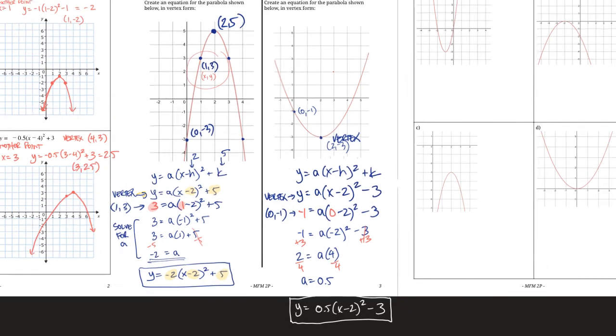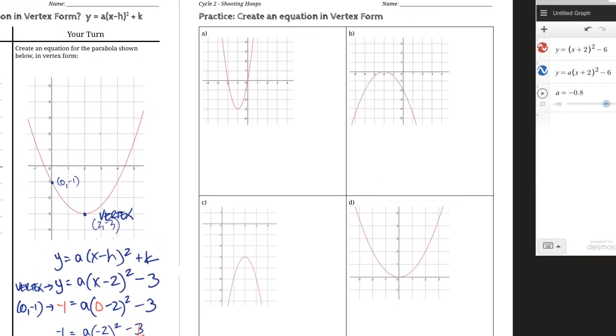So now what I want you to do, I think you know what I want you to do. I want you to try these 4 questions yourself. Try to come up with an equation in vertex form of each one of these parabolas. So pause the video now, try it, unpause when you're done, and I will show you the solutions.